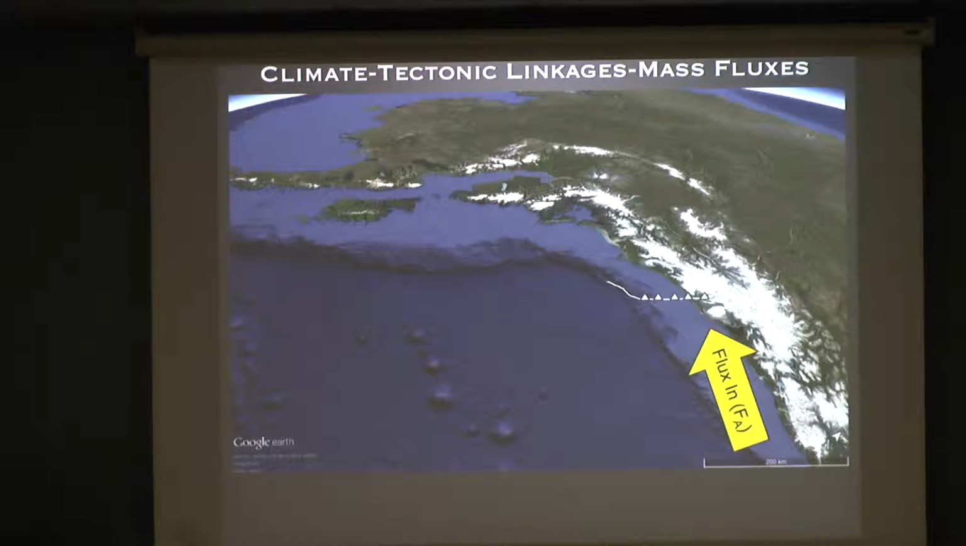So the first box that I'll work you through is the flux coming in. This is the tectonic flux. So that Yakutat block, here's the front of that subduction zone going offshore. You've got that coming in. You've got to figure out what's going out. There's a flux out of the mountain range.